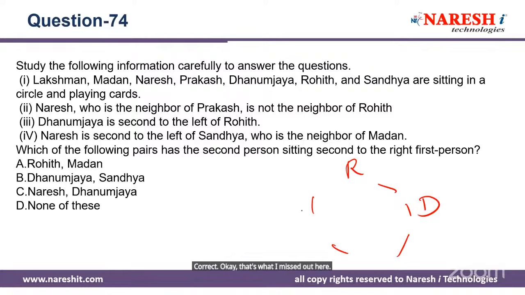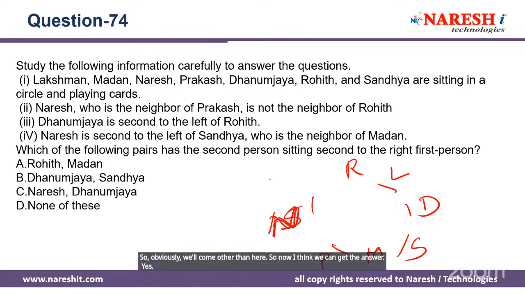So if Sandhya comes here, then second to the left, Naresh should come here. Then Prakash will come here and Lakshman will come here. So there is one more, Madan. And Madan is the neighbor of Sandhya. So obviously Madan will come here. So now I think we can get the answer. Yes, now we got the answer.